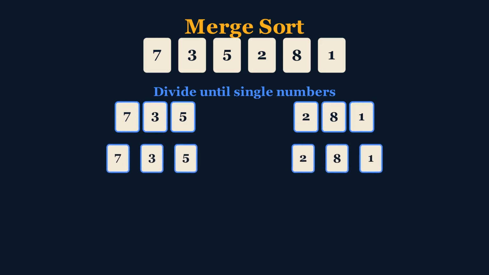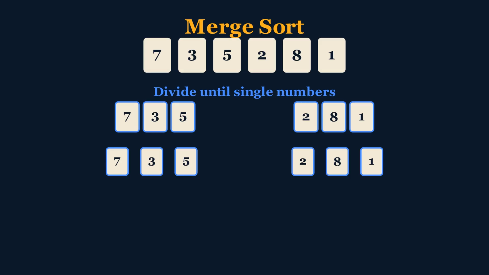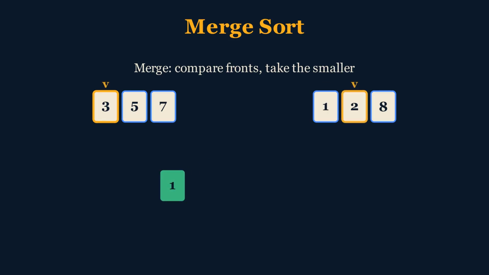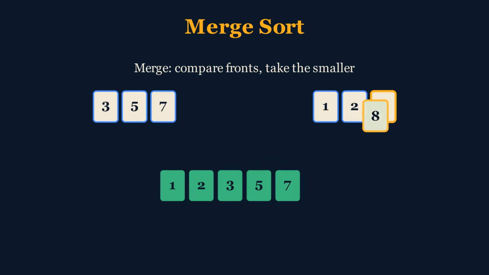Then split again, and again, until every piece is just a single number. And a single number is already sorted. Now comes the clever part, the merge. We take two small sorted pieces and zip them together in order. 3 and 7 become 3, 7. 2 and 5 become 2, 5. We keep merging upward, always picking the smaller front element, until everything combines into one perfectly sorted array.